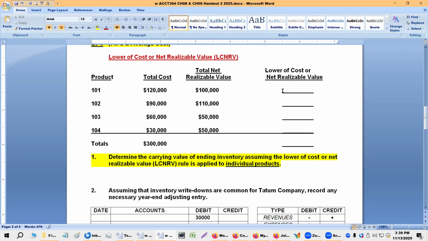Are we literally just looking at the numerical values and seeing what's lower? Yep. So the total net realizable value is what we can sell it for. So we can sell it for 100,000.